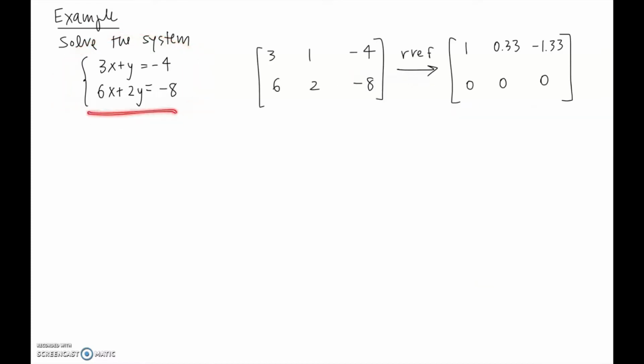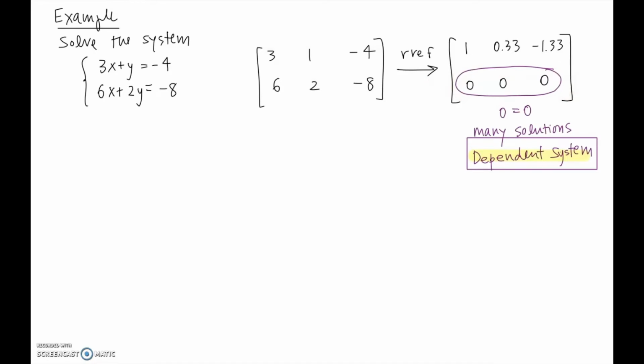I put this information into an augmented matrix. I asked the calculator to put it in reduced row echelon form for me, and this is what I get out. This top line is saying that x plus 1/3 y equals negative 1.33 forever, and then the bottom line is saying 0 plus 0 equals 0. Okay, this statement is true, but it doesn't help us a whole lot to get just one answer. This right here is indicative of a dependent system, a system where there are many solutions.